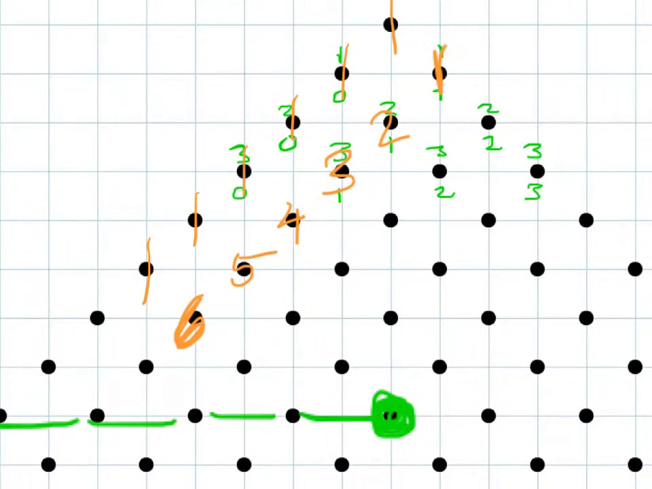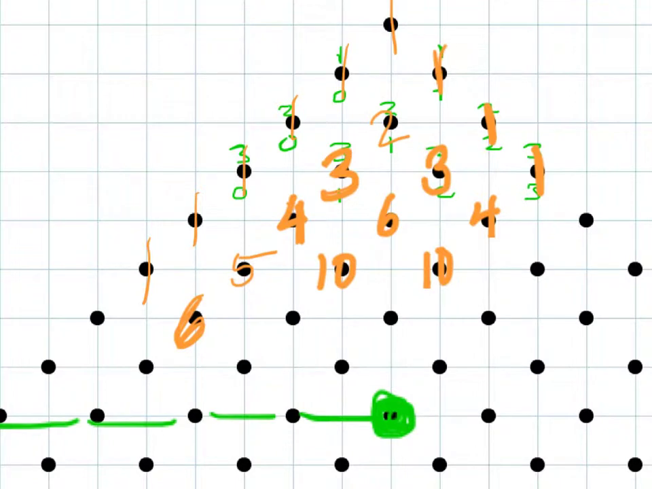Let's look at another example of the hockey stick identity. Let's fill out Pascal's triangle a little bit more. This is a 1, this is a 3, they're small. 1, 4, and I'm writing in a bigger, hopefully easier to see. 3 plus 3 is 6, 6 plus 4 is 10, and so on. Okay, let's just do a hockey stick identity, right? What's 1 plus 2 plus 3?